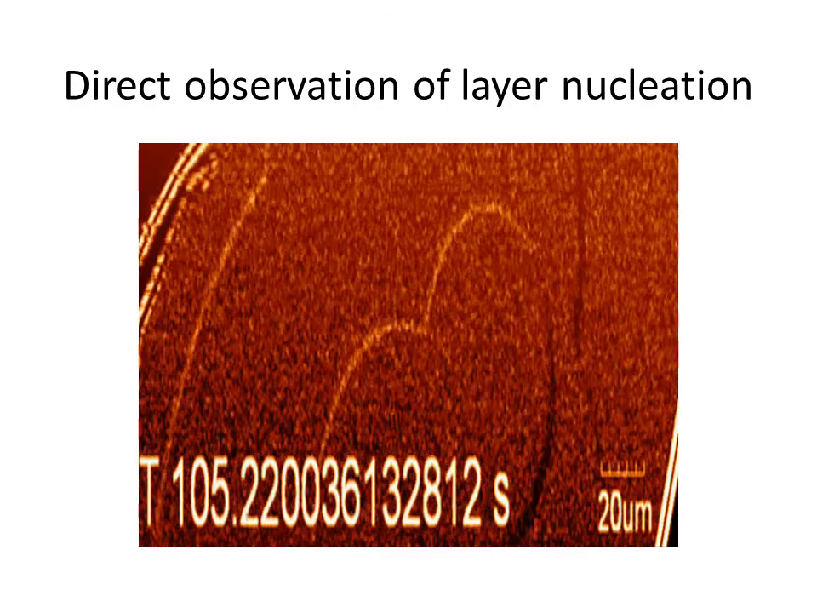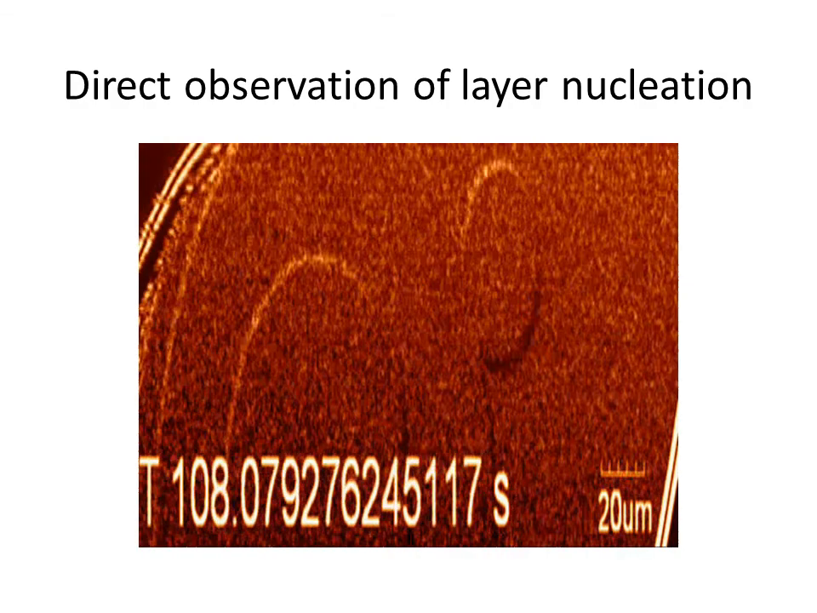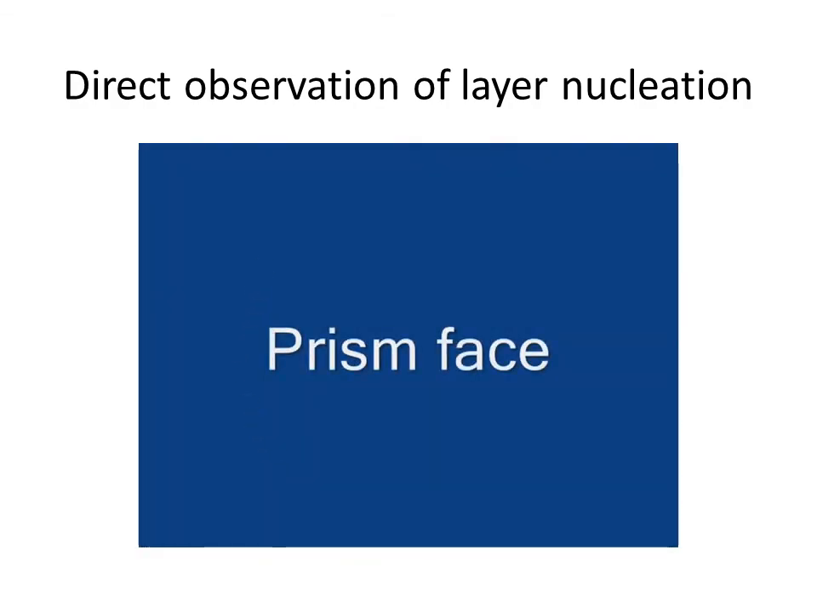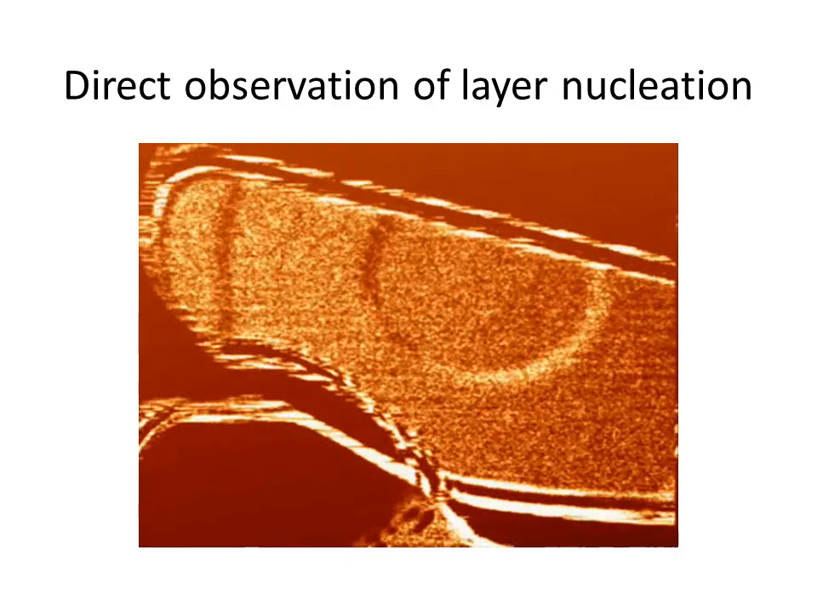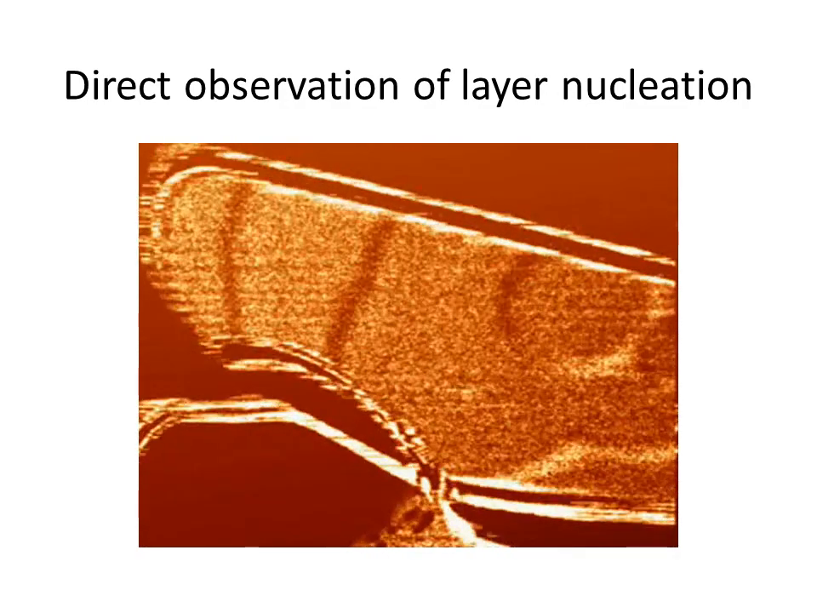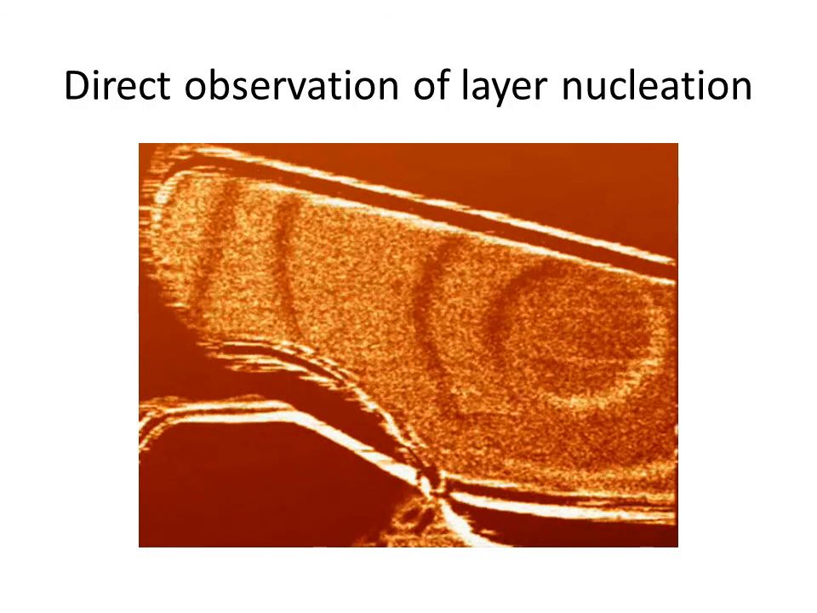So here's the basal face. You can see these edges, the layers moving across. On the prism face, they're nucleating a little bit faster. This is at -15. You can see some layers merging, coming from two spots.